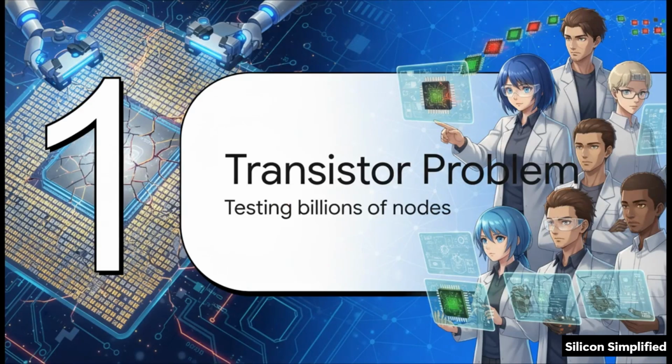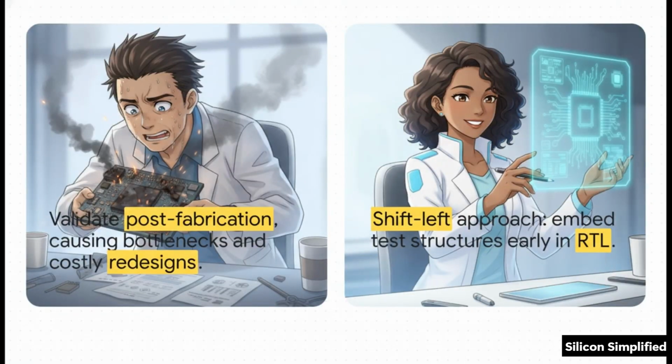All right, let's kick things off with Section 1, the billion transistor problem. So because wafer yield is invariably less than 100%, defects introduced during manufacturing are just unavoidable. It's a fact of life. That means every single fabricated chip has to undergo rigorous screening before it ever reaches a customer. Now, the old way of doing things treated this testing as a downstream activity. Basically, build the chip first and then figure out how to validate it post-fabrication. But when you're dealing with billions of transistors, that method quickly creates massive validation bottlenecks and requires impossibly complex, super expensive redesigns if something goes wrong.